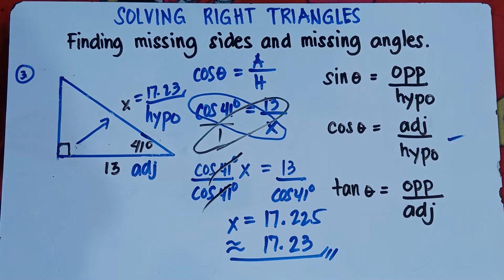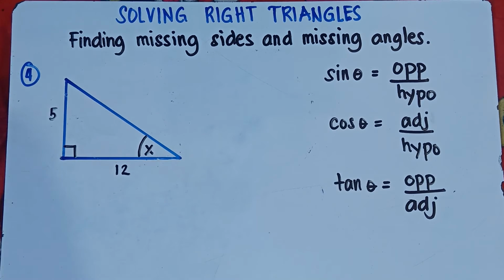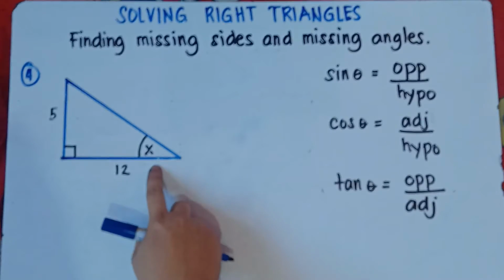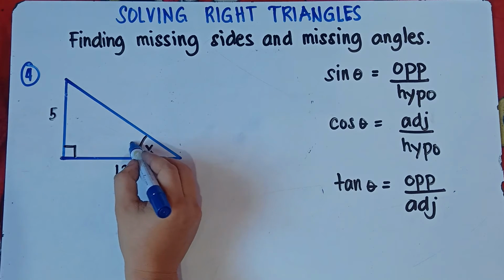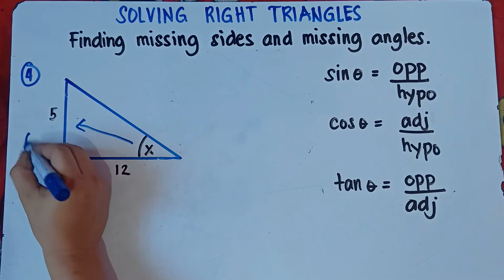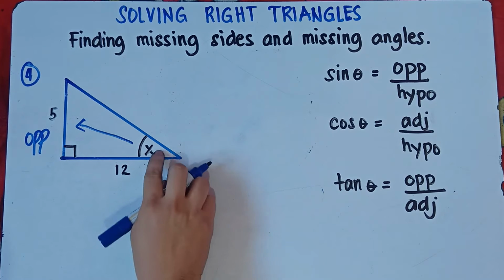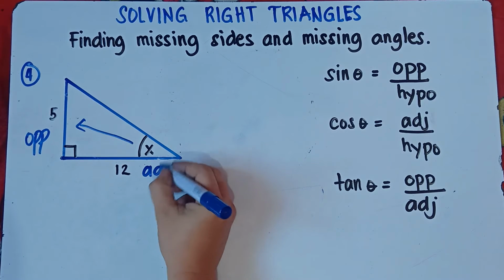So let's try another example, class. What if the unknown is the angle? Example number 4, we're told to find this angle. Once again, we need to check which sides are involved. Opposite of this angle x, this will be the opposite. And right next to this angle, this will be the adjacent.